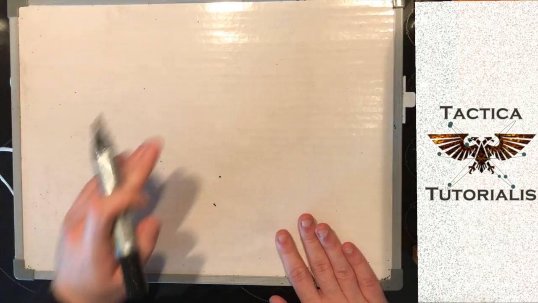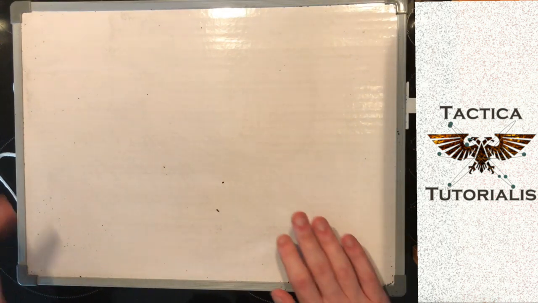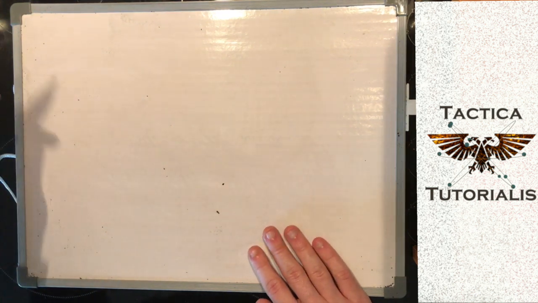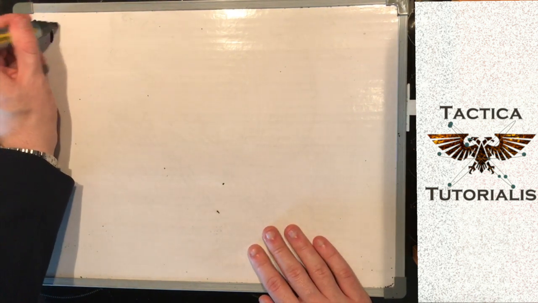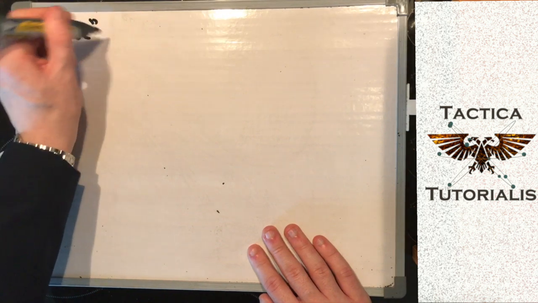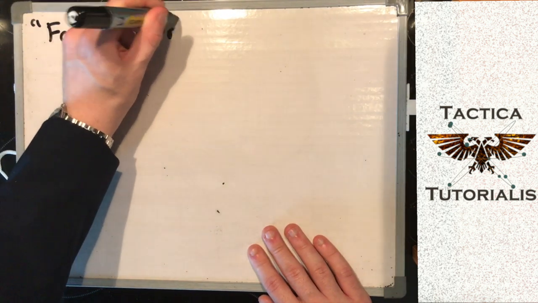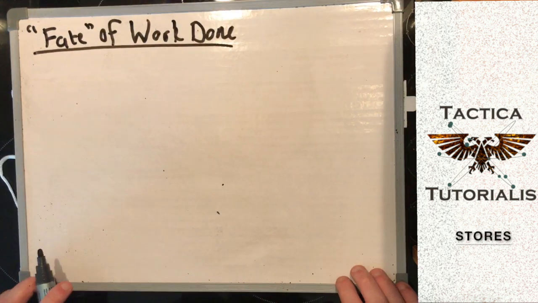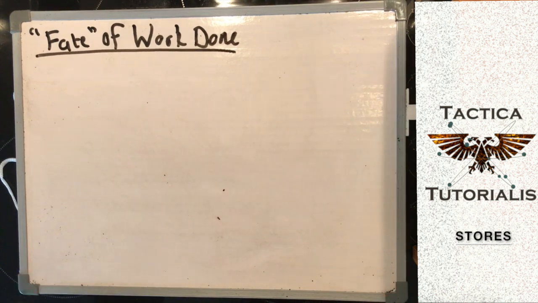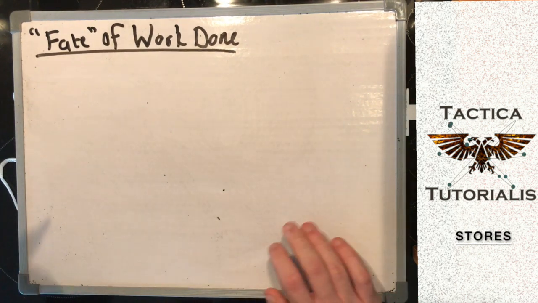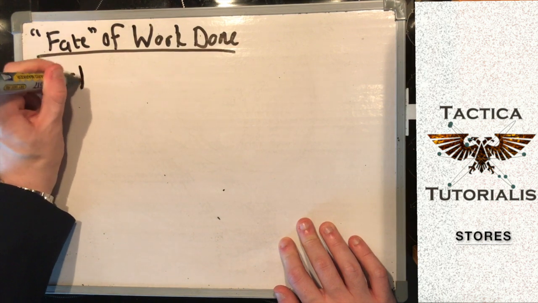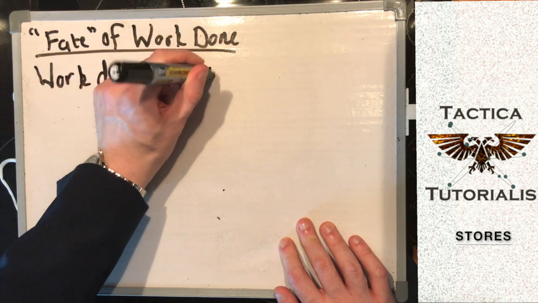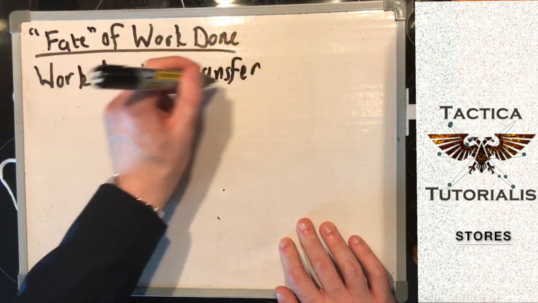For now, I want to talk about one more thing before we get on to our last little bit of the lesson. So this is our last bit of teaching before we get to the end of the lesson. And that is going to sound a little bit obnoxious, but I'm going to call it the fate of work done. Now, that might sound utterly pretentious to you, and I don't blame you, but what I mean by that is we said that work done is a transfer. You might remember that from earlier in the lesson. Work done is a transfer.